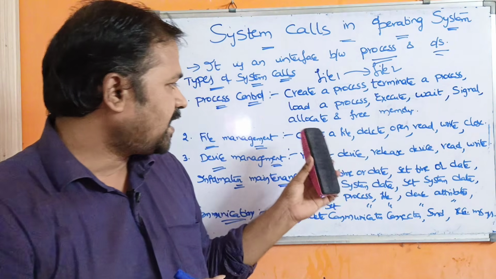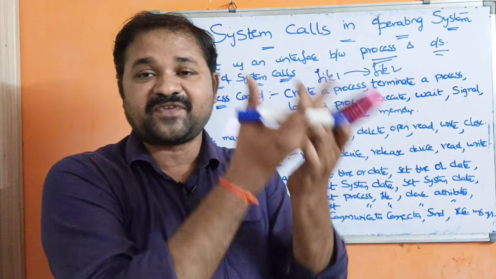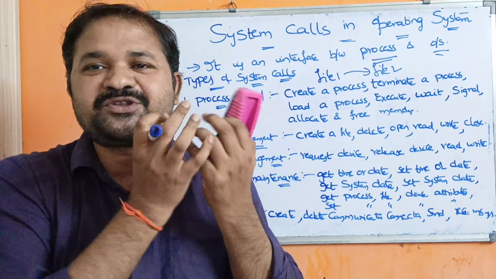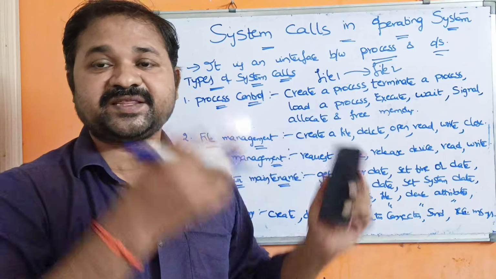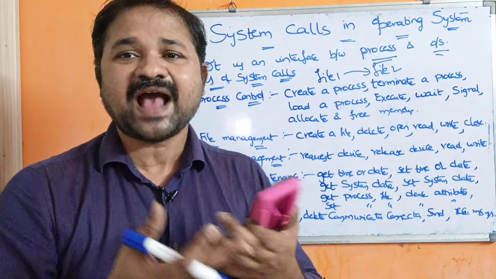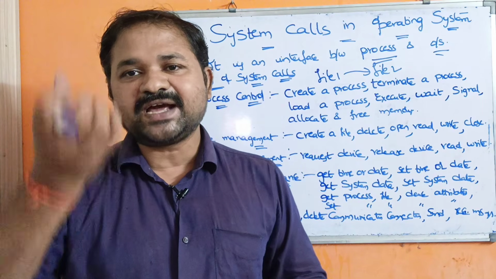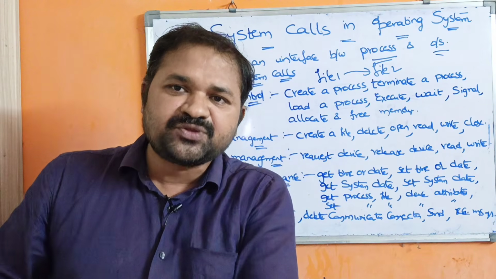Next, allocate and free the memory. Allocating the memory. First we have to store that process into the main memory. So we need to allocate some space. For that purpose, allocate system call is used by the operating system. Next, once all the operations are over, we have to terminate the process. That means we have to free the memory. So that means that process will be transferred from main memory to the hard disk.